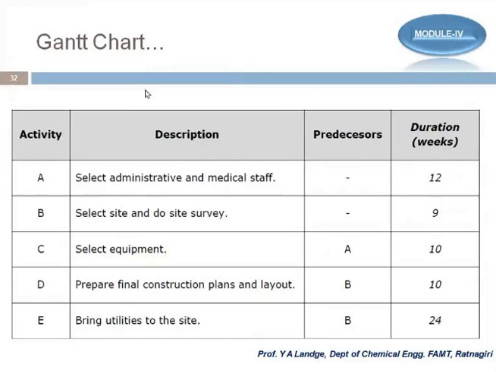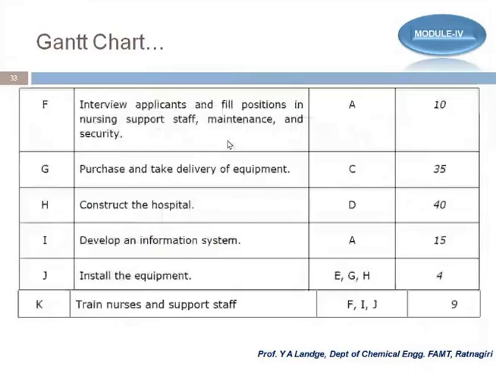See, this is the example. So we have these activities. These are the predecessors, and this is the time duration required for completion of a particular activity. Now, how to make a Gantt chart of it? It's very simple, and what is the benefit?